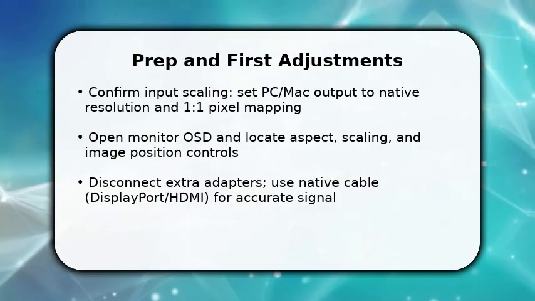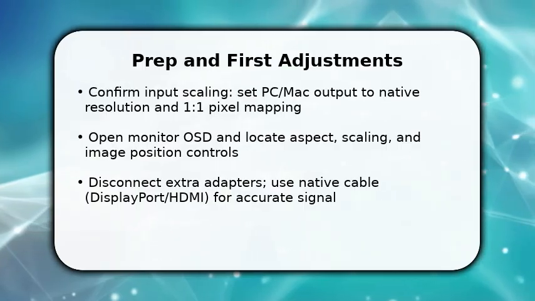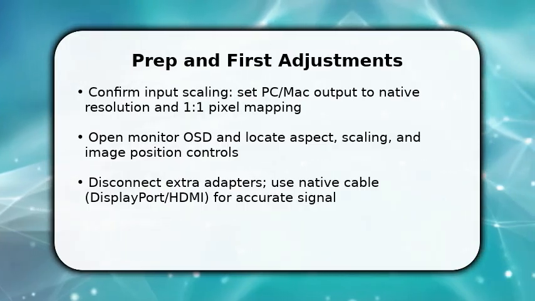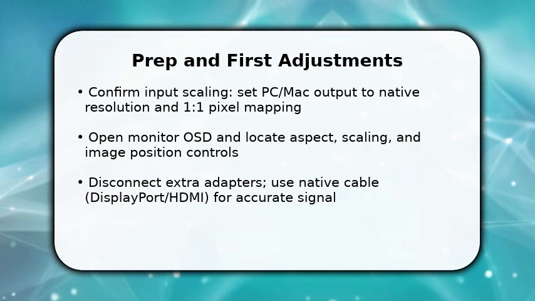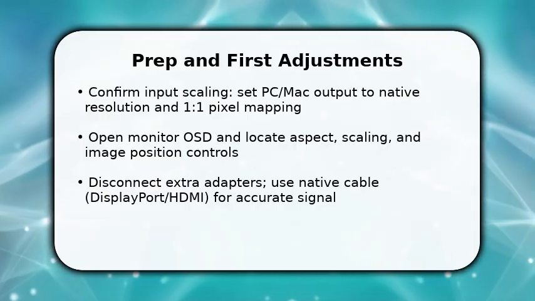Next, open the monitor OSD and head straight to image or scaling options. You'll see aspect, underscan/overscan, and horizontal/vertical position. Make the first tiny shifts now. Those initial changes reveal whether you need software or hardware correction.